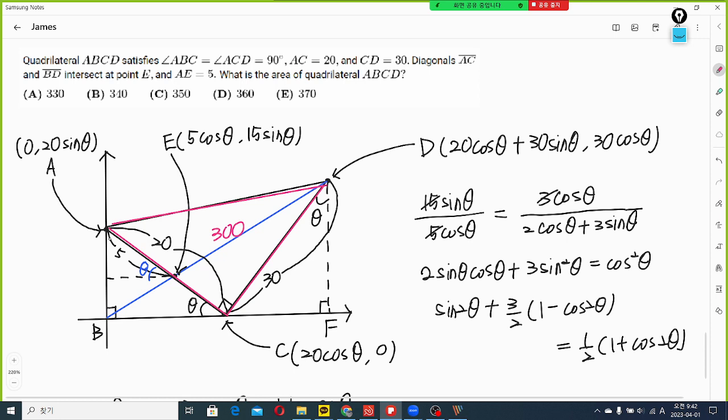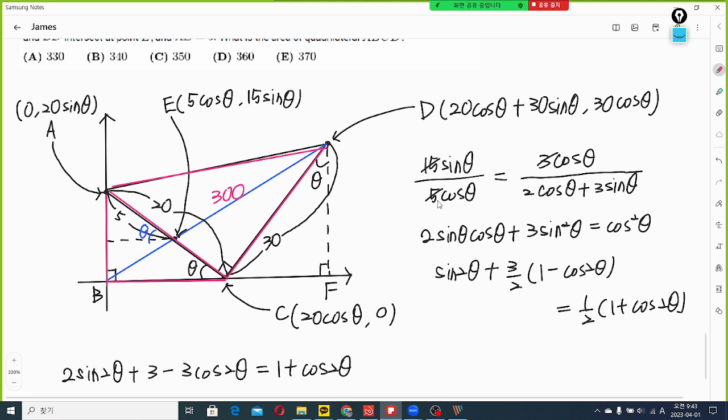And then we also want to find the area of ABC. Because ABC is also a right triangle, we can multiply 20 cosine theta and 20 sine theta divided by 2. And so for the area of ABC, that's 200 times sine theta times cosine theta. And once again, that's equal to 100 times the sine of 2 theta.